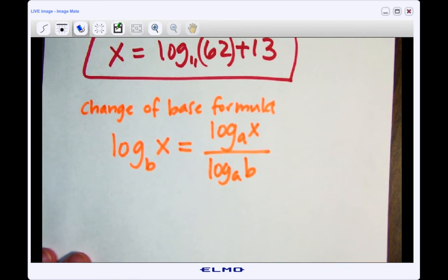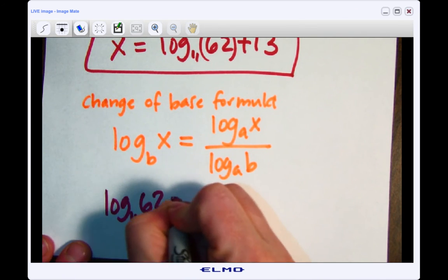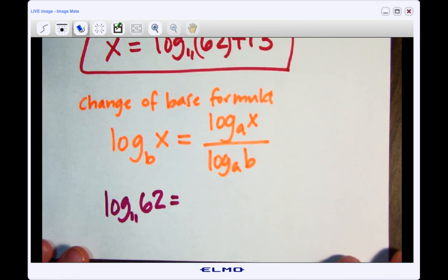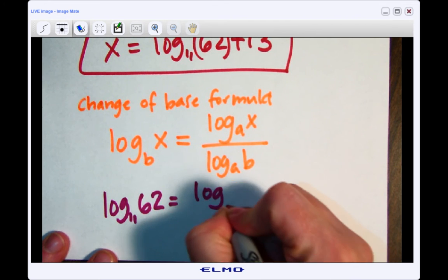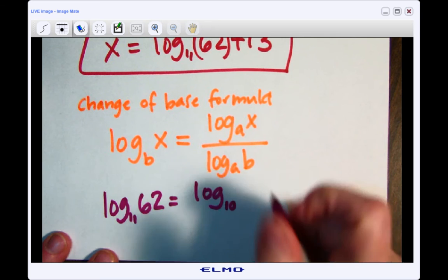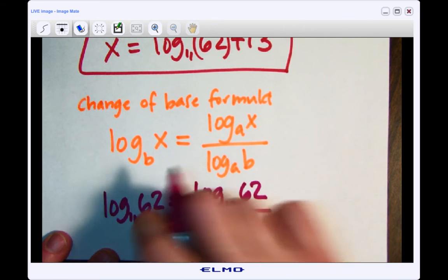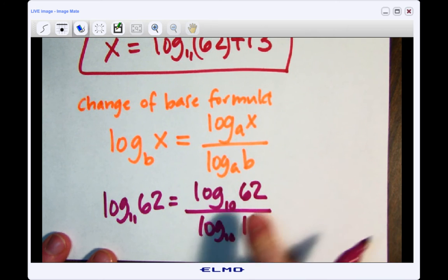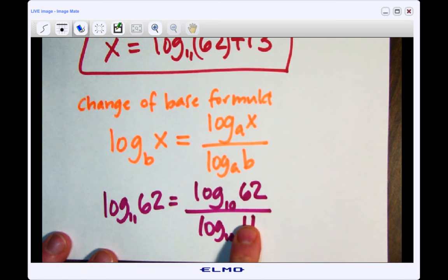Okay? So that means that if I have log base 11 of 62, and I want to write it in some way that I'll be able to plug it into my calculator, I want to change it to base 10 or natural log. So if I change it to log base 10, or I don't even need to write the 10 because it's base 10, and I put the 62 here, and then I do log base 10, and I put the 11 here, this has the same value as this. And this is one I can plug into my calculator.